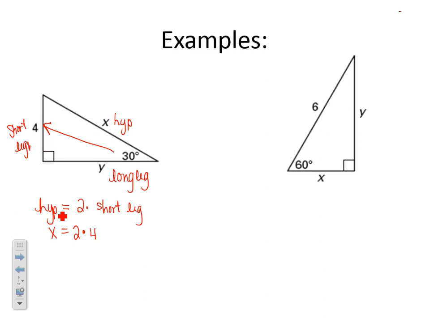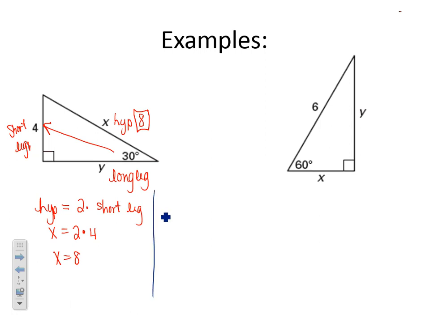I'm just substituting in what I know. Hypotenuse is x, short leg is 4, x equals 8. So the hypotenuse is equal to 8. Okay, now I'm going to go ahead and use the other formula.